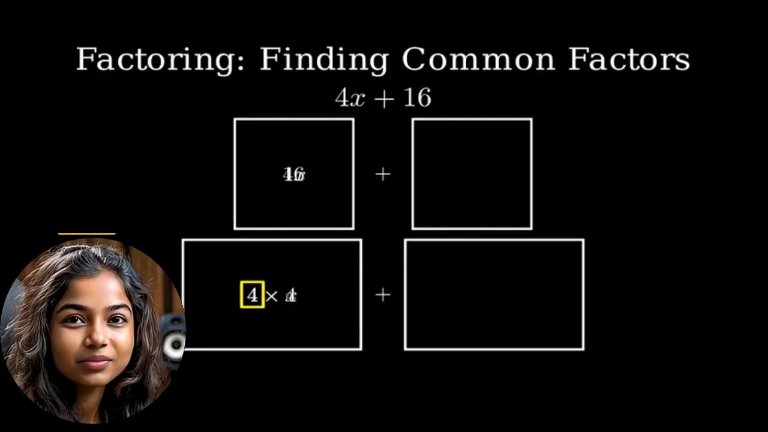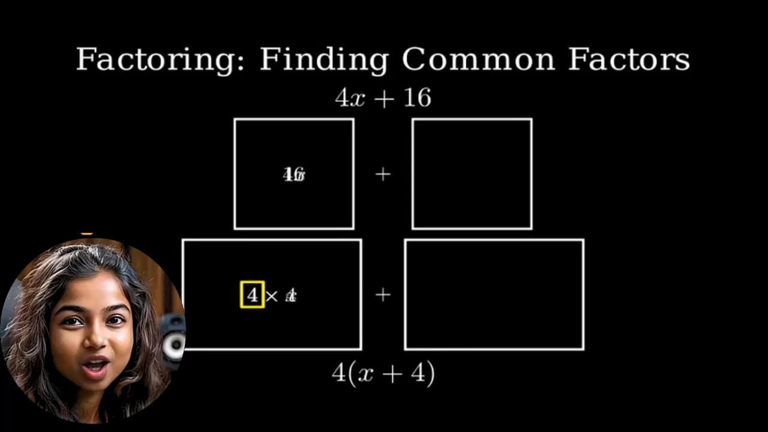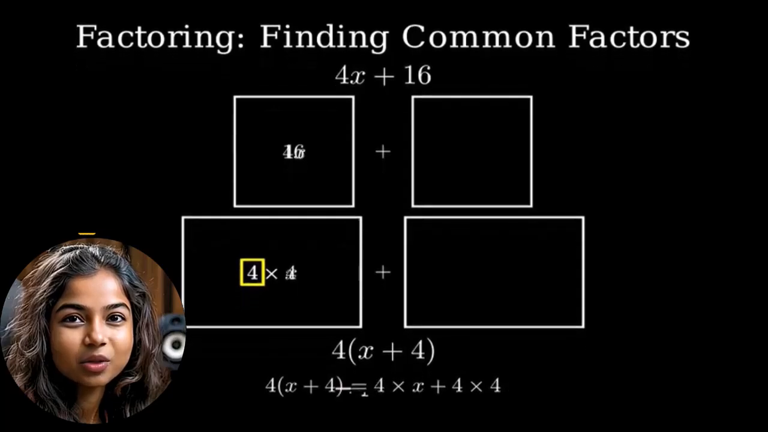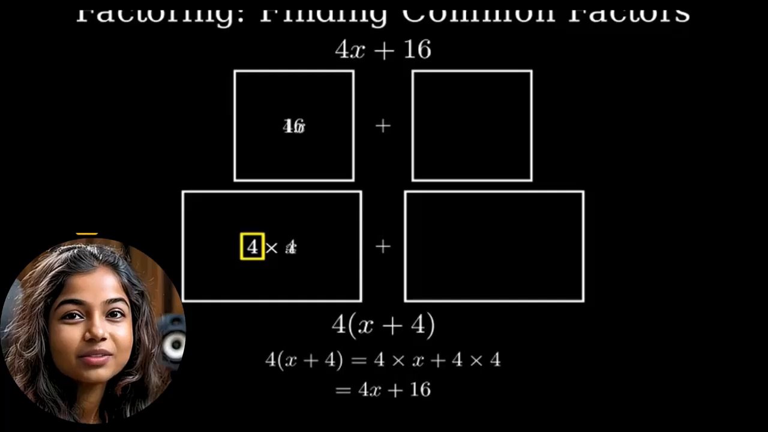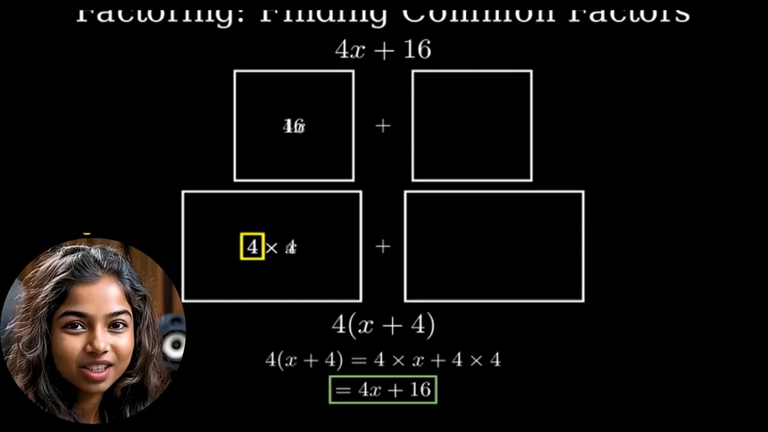When we factor an expression, we take out the common factor. In this case, we can factor out 4 from both terms. This gives us 4 times the quantity x plus 4. Let's verify this is correct by distributing the 4 back through the parentheses. When we multiply 4 times x, we get 4x. And when we multiply 4 times 4, we get 16. Adding these terms together gives us back our original expression, 4x plus 16.